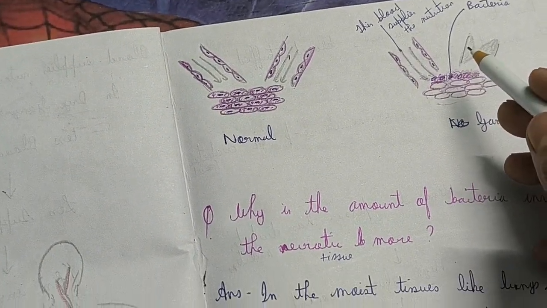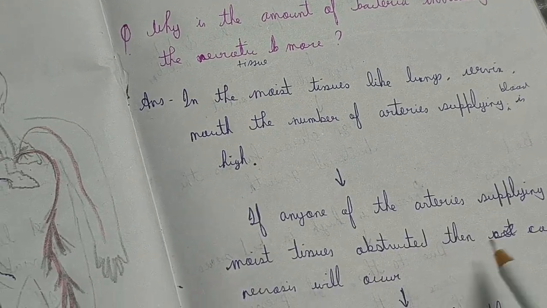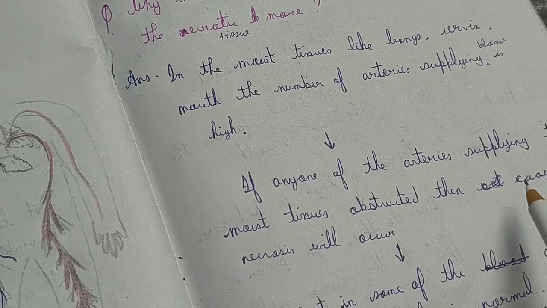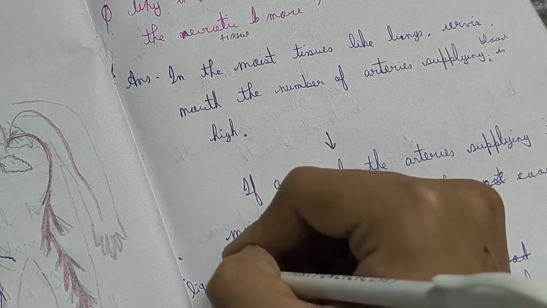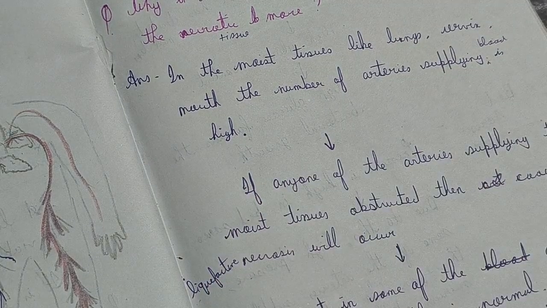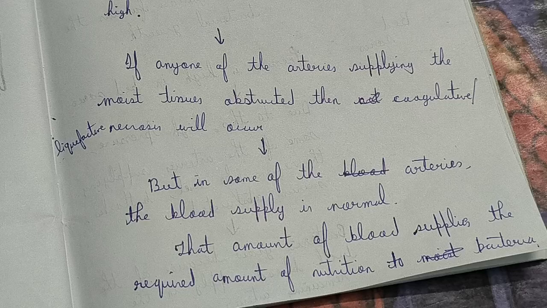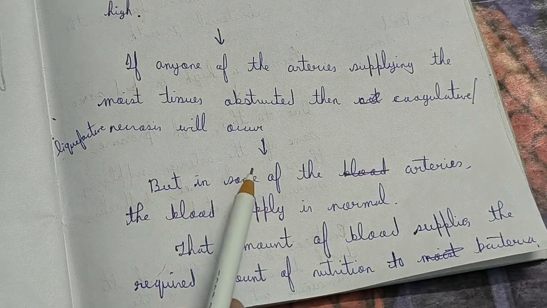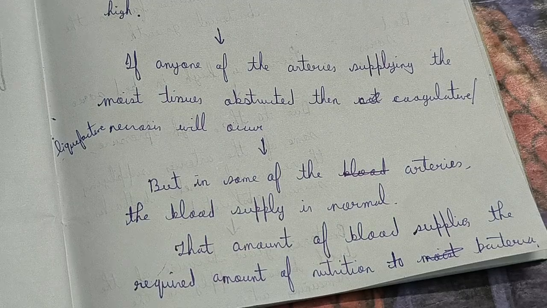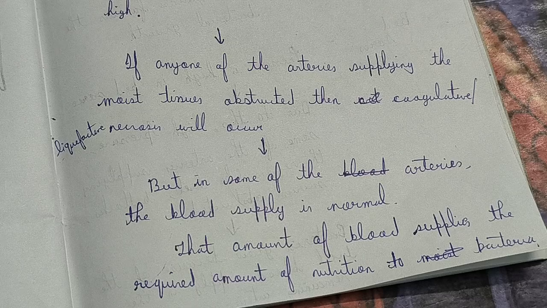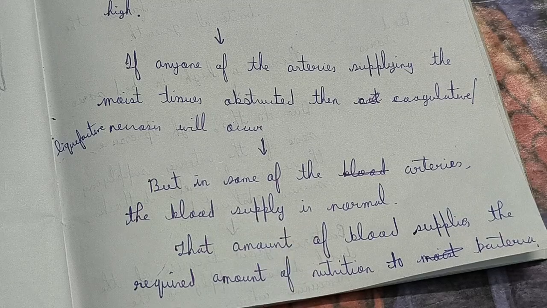And the second point, you can link from here: if any one of the arteries supplying the necrotic tissue is obstructed, then it leads to coagulative necrosis or liquefactive necrosis. Now, as I've mentioned, there are many arteries supplying the tissue, but in some of the arteries the blood supply is normal.